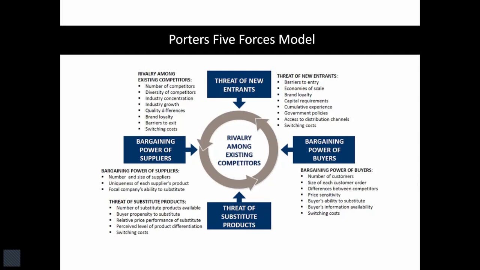The first thing that comes is the rivalry among existing competitors. The other is the threat of new entrants, the potential entrants. Third is the threat of substitute products, the alternatives that are provided to them, and then the bargaining power of suppliers and the bargaining power of buyers. While talking about the rivalry among existing competitors, that means you're analyzing the competition that exists, how many competitors are already available.